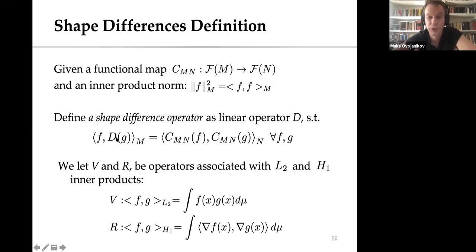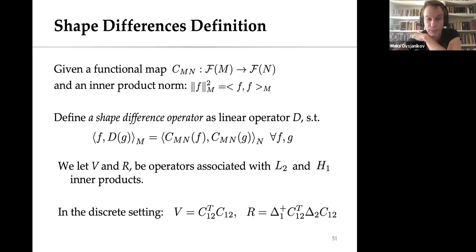And so depending on what you choose for the inner products on surfaces, there are two natural inner products. There's L2, where you basically take the integral of the two functions, and there is the H1, where you take the integral of the gradients of the two functions. Depending on which inner product you choose, you get a different shape difference operator. We call these area-based and conformal because they're preserved by either area-preserving or conformal maps. And in the discrete setting, there are very, very simple expressions for both of these, okay?